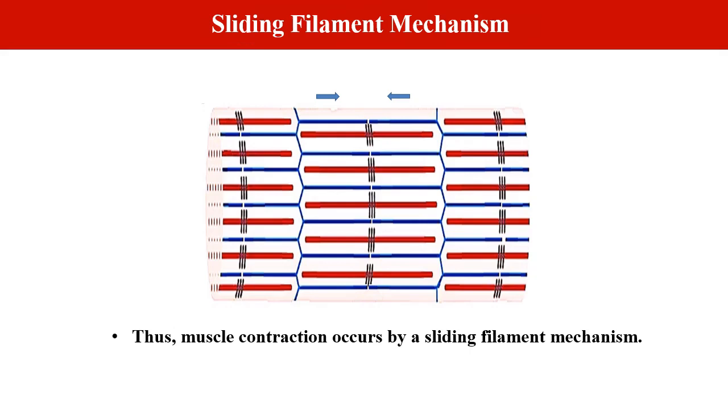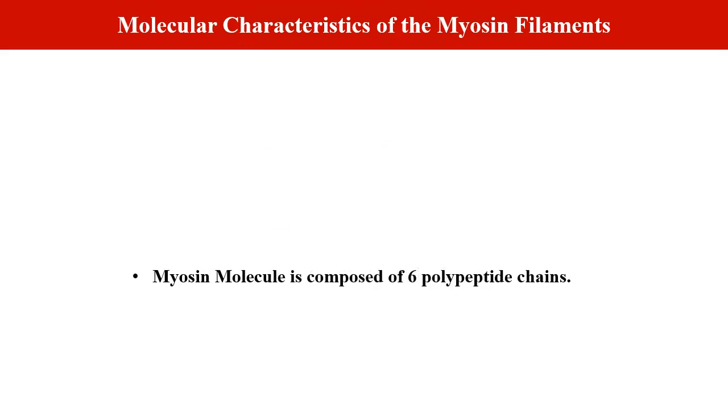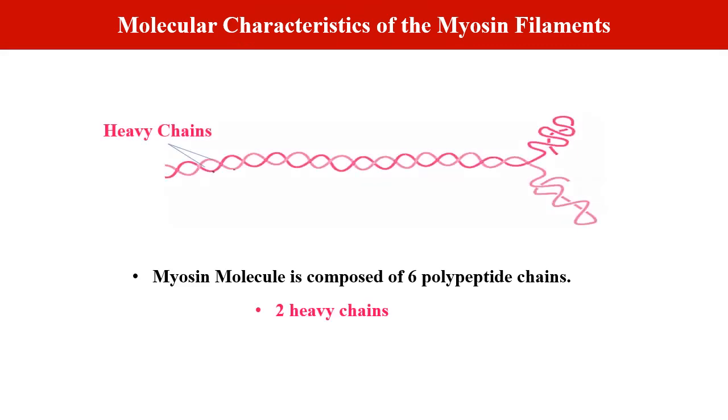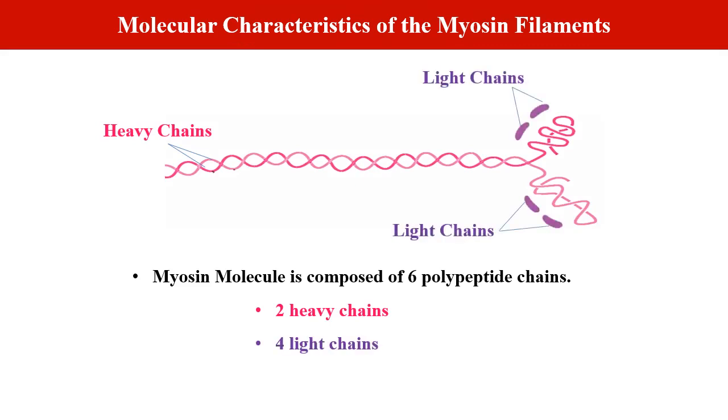In order to understand how actin and myosin filaments interact to cause contraction, we need to study molecular characteristics of both actin as well as the myosin filaments. Let's discuss molecular characteristics of the myosin filaments. Myosin molecules form myosin filament. Myosin molecule, which forms the myosin filament, is composed of 6 polypeptide chains. 2 of them are the heavy chains and 4 are the light chains.